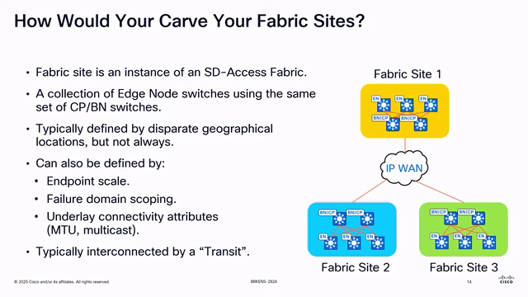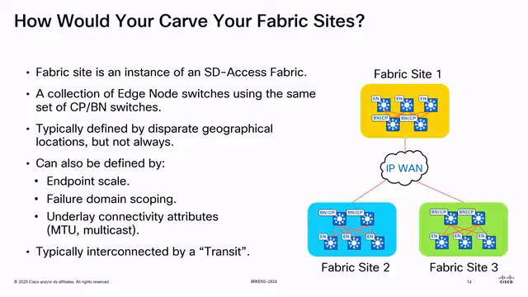So for me, the fabric site is the collection of the edge node switches, so the access switches, sharing the same control plane and border switches, or core switches, right? That's typically the fabric site. And typically, it's defined by geographical boundary. So you have a campus with multiple buildings. That's typically a site, but not always.